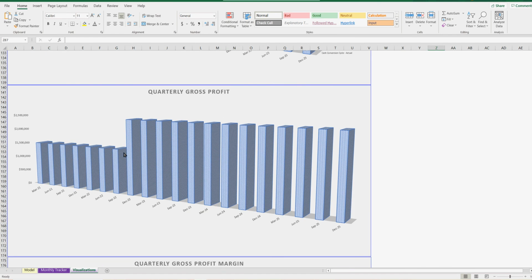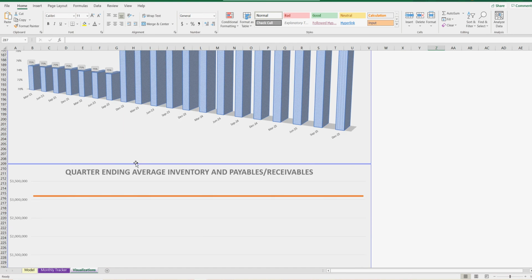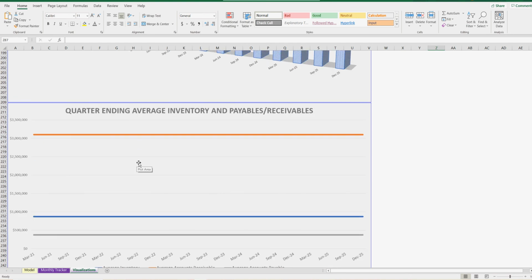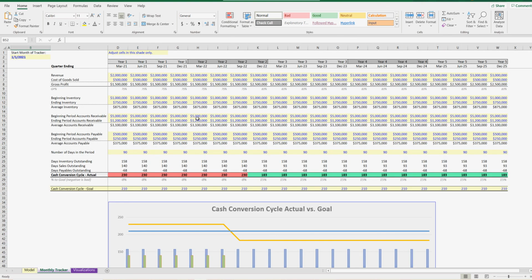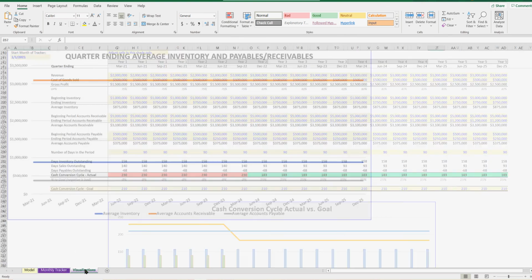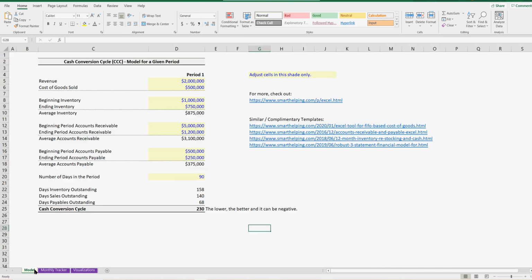Then I just threw in some charts based on like we had gross profit, so I figured if the data's there, might as well visualize it. So I did that. I did the gross profit margins, and then I also did the average inventory, payables, and receivables quarter ending to show what those numbers look like. I just try to basically put visuals on all of these data points. So that's pretty much it.